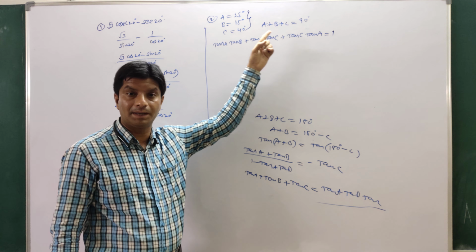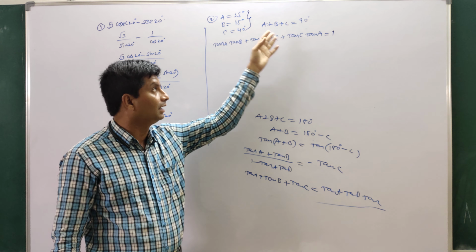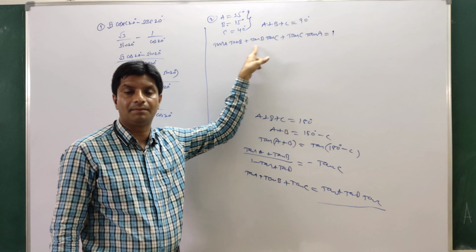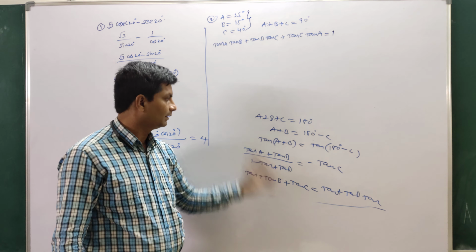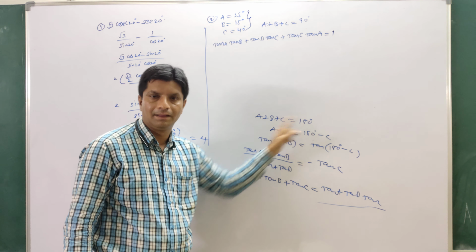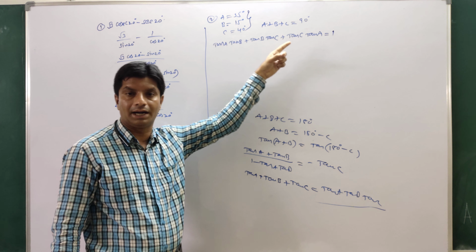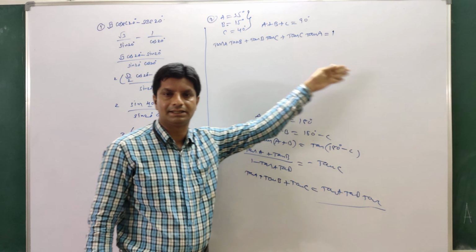Whenever the sum of the three angles is 180, that means in the triangle ABC also we can say this. But if A plus B plus C equals 90 degrees, do the same procedure. Take the C to the right side, then you will get A plus B equals 90 degrees minus C. After applying tan on both sides and simplifying, you will get tan A tan B plus tan B tan C plus tan C tan A equals 1. So remember these two formulas. If A plus B plus C equals 180, tan A plus tan B plus tan C is equal to tan A tan B tan C. If A plus B plus C equals 90 degrees, then tan A tan B plus tan B tan C plus tan C tan A is equal to 1.